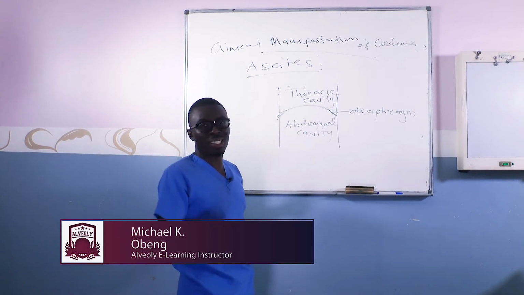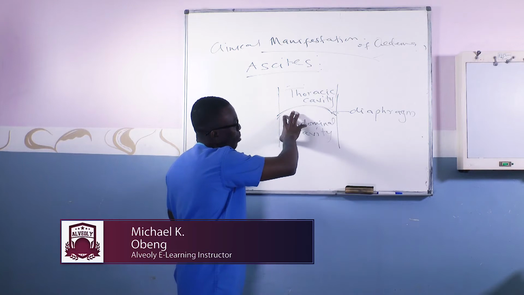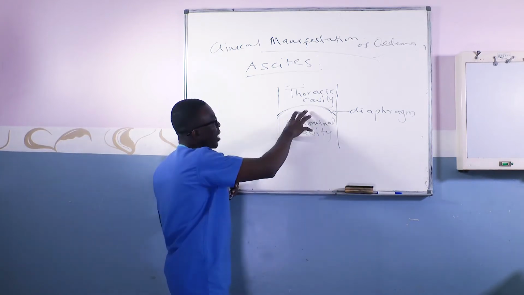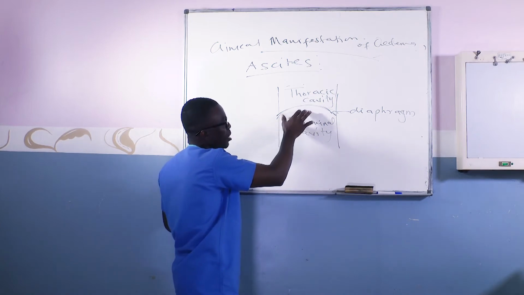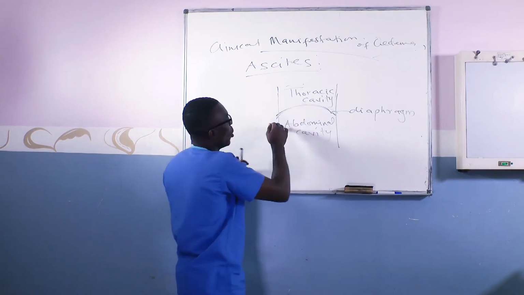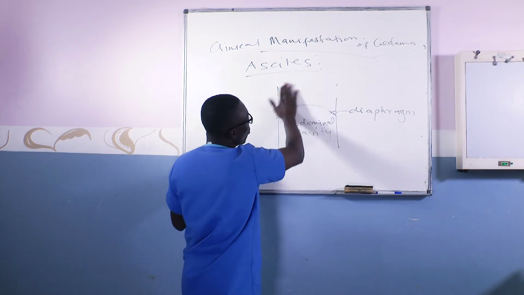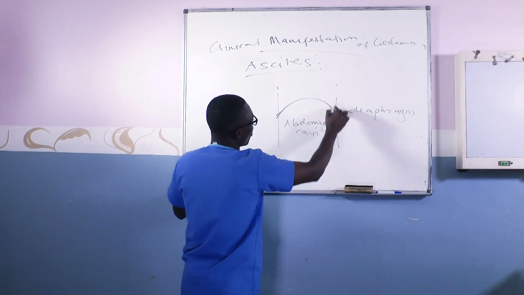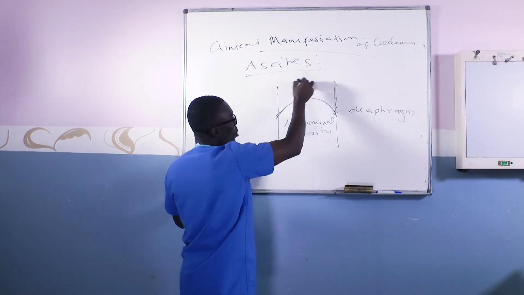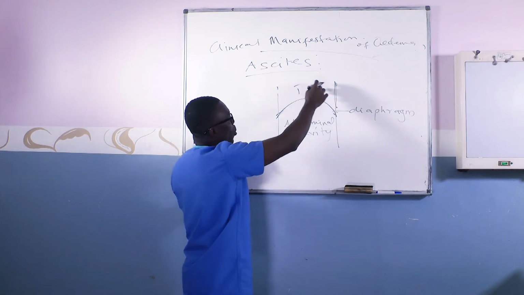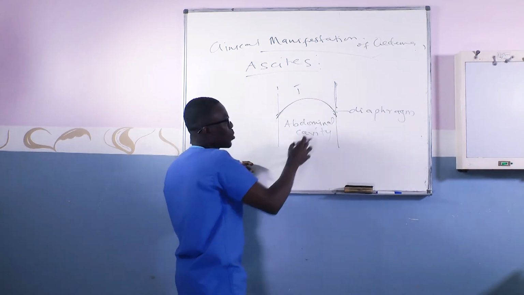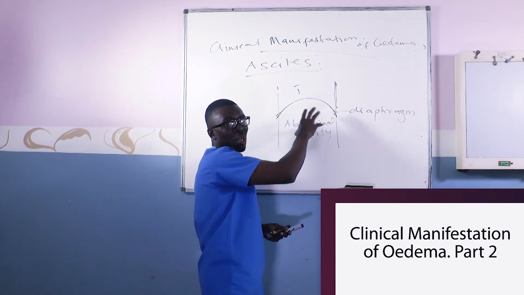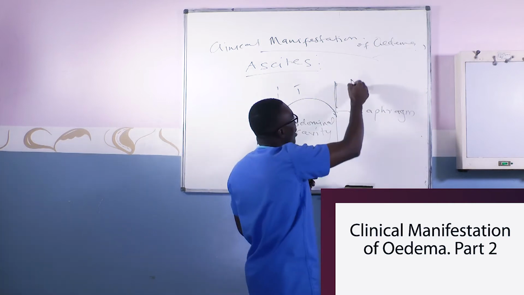So if the fluid becomes excess there, then it leads to what? An abdominal distension. Then we term it as what? Ascites. When this ascites occurs, what usually happens is that it puts pressure on the diaphragm. So because there is excessive fluid accumulation here, when it puts pressure on the diaphragm, it reduces the space in the thoracic cavity. So the lungs cannot expand fully. So patients with ascites usually present signs of what? Difficulty in breathing.